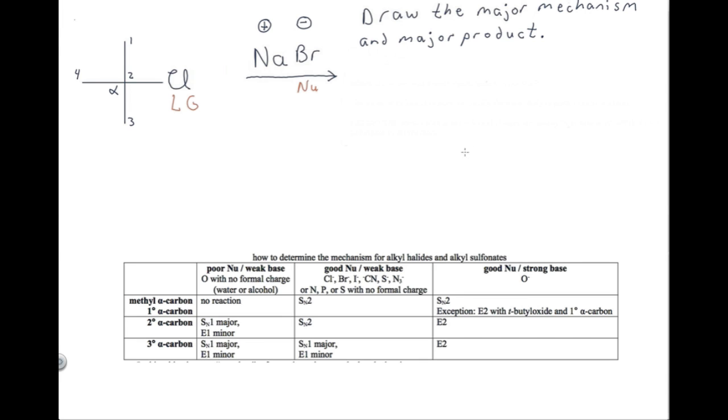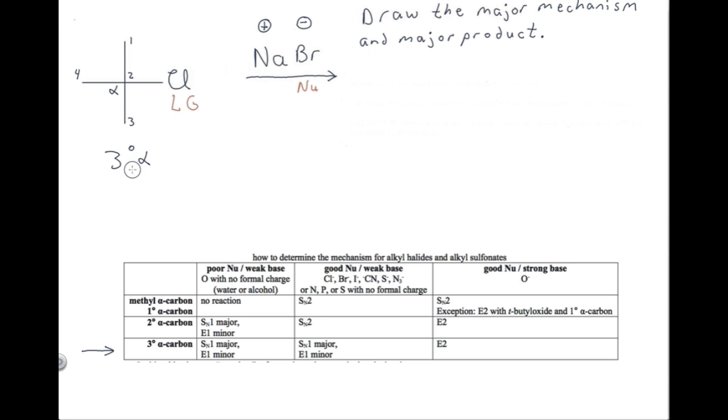Let's use the table. To determine the row of the table, we have to decide whether our alpha carbon is primary, secondary, or tertiary. Well, this alpha carbon is tertiary. Always write down what type of alpha carbon you have. So we're in this row of the table for a tertiary alpha carbon.